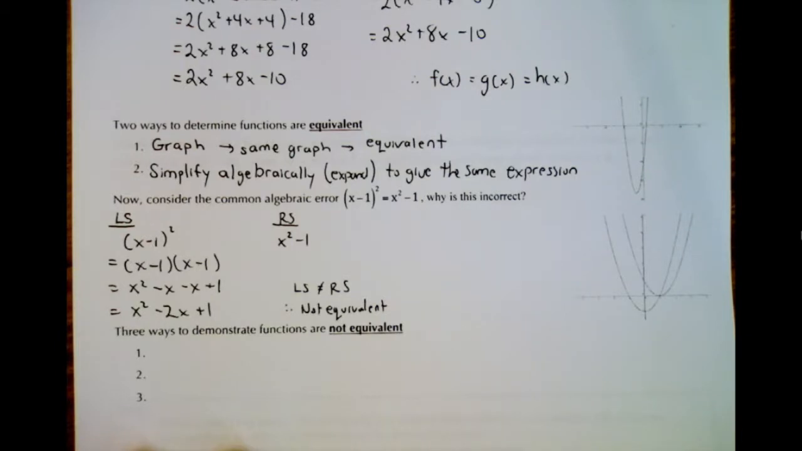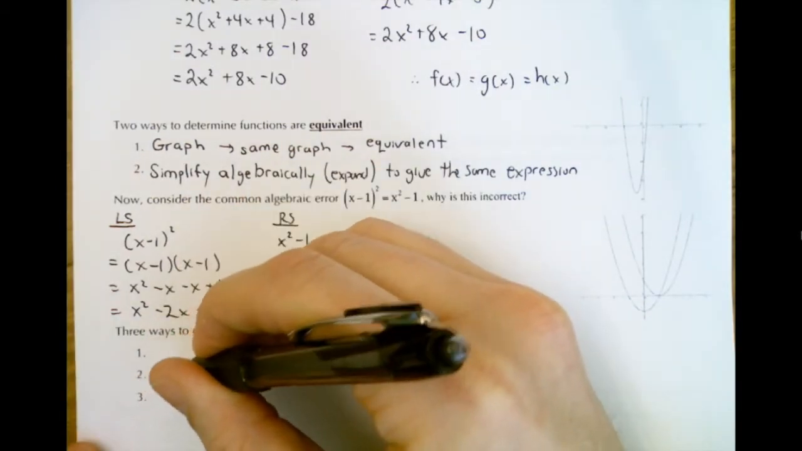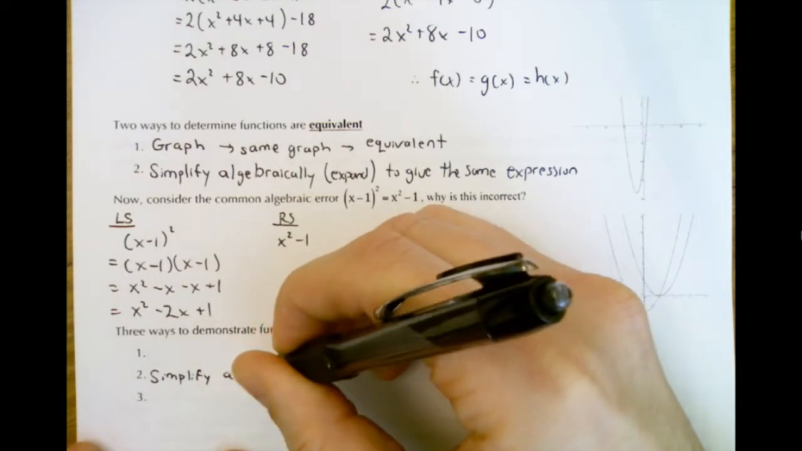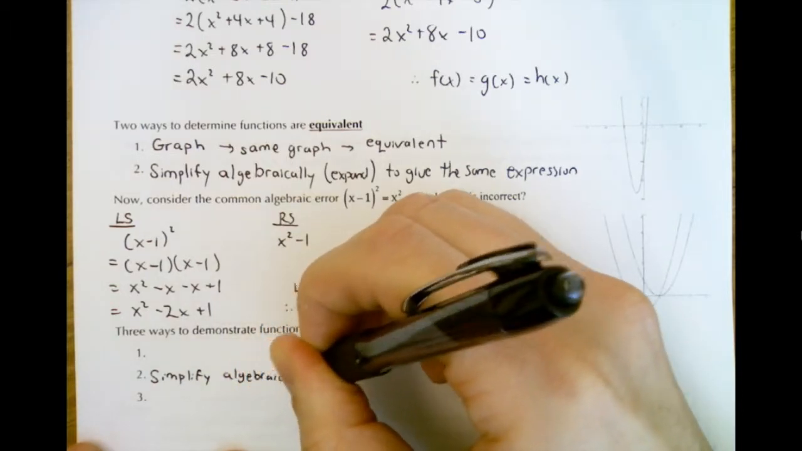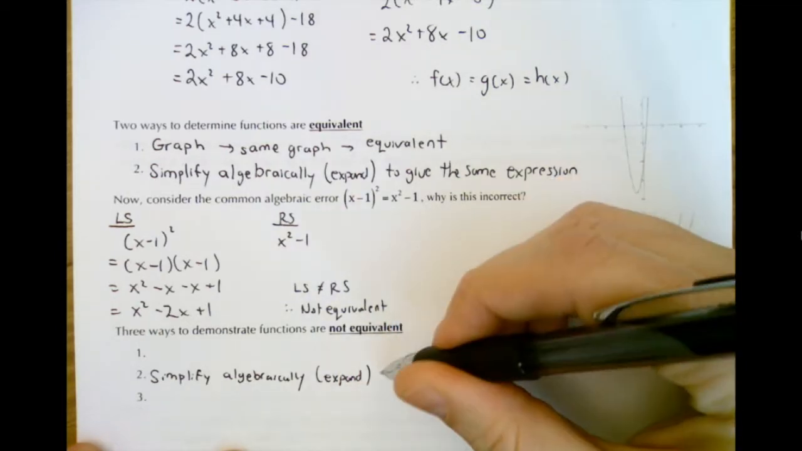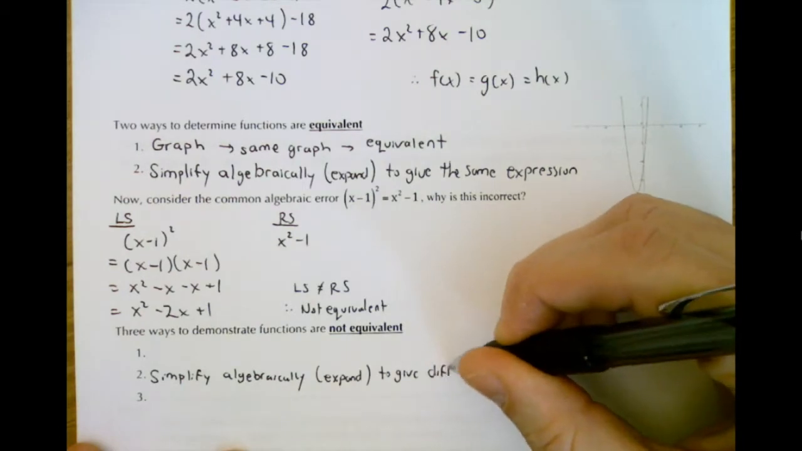So when we look at ways to determine that things aren't equivalent, simplifying algebraically to show that the expressions are different is one way to show that they're not equivalent. So I'm going to keep that in the same spot as above. If you simplify algebraically by expanding, and you get different expressions, they aren't equivalent.